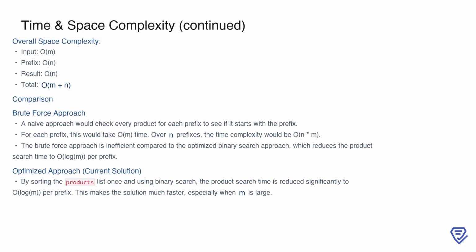To understand the efficiency of this approach, let's compare it with a brute force solution. In a naive approach, we would check every product for each prefix to see if it starts with that prefix. This would take O(M) time per prefix, and with n prefixes, the total time complexity becomes O(n * M). This is significantly less efficient compared to the optimized solution, which reduces the product search time to O(log M) per prefix by leveraging sorting and binary search. As a result, the optimized approach is far more scalable, especially when M, the number of products, is large.